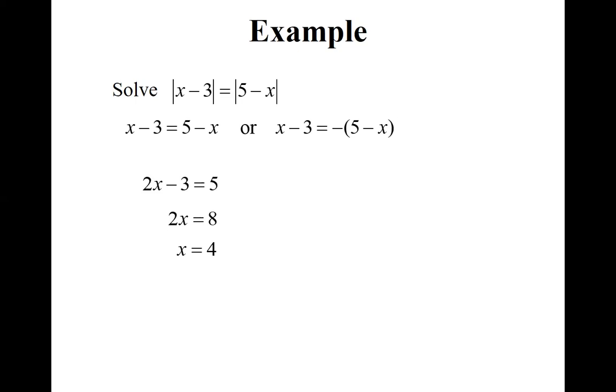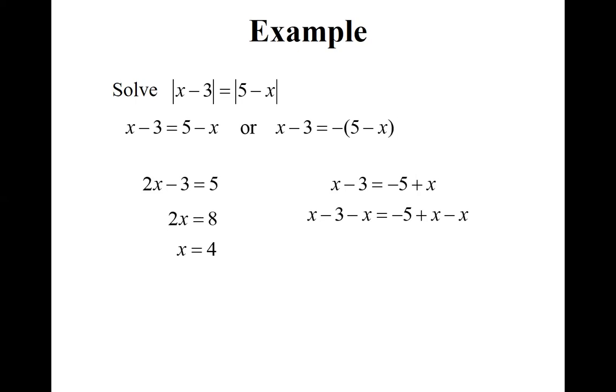The right equation, the second equation, the one where we say that the inside, the x minus 3, is equal to the opposite of 5 minus x. We distribute the negative. x minus 3 equals -5 plus x. Negative times negative is positive. Adding 3 to both sides here is something we don't do yet, so forget I said that.